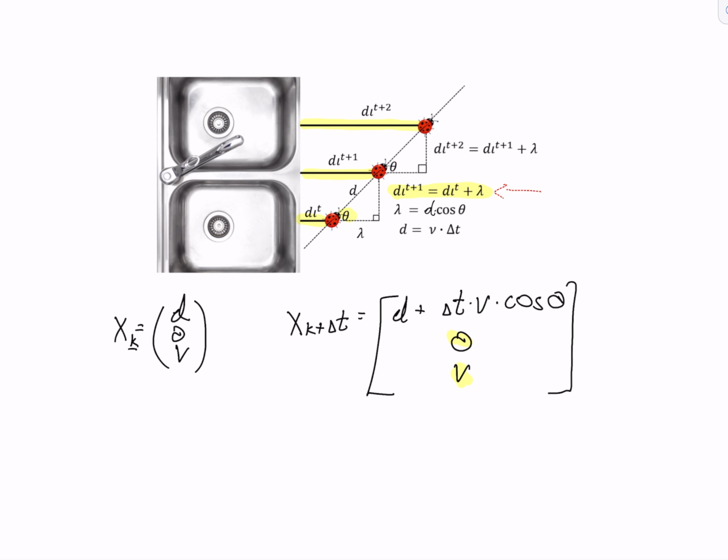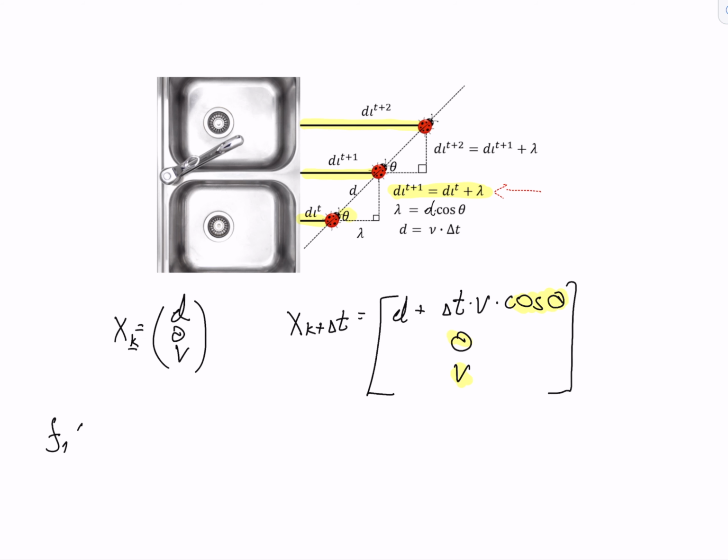d at time t plus 1 equals d plus lambda, but lambda equals d times cosine theta, but d equals v times delta t. So this is a nonlinear function. Why? Because cosine of theta is nonlinear. What do we do? We utilize the Jacobian matrix. So again, if we utilize the Jacobian matrix, what do we need? We need f1, f2, and f3, and we need x1, x2, and x3.